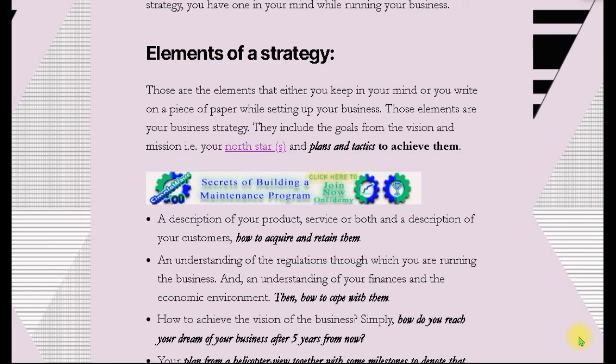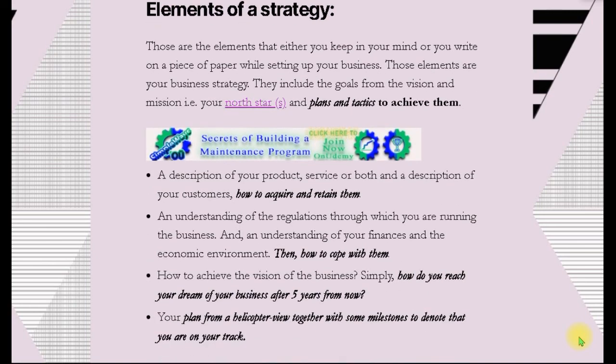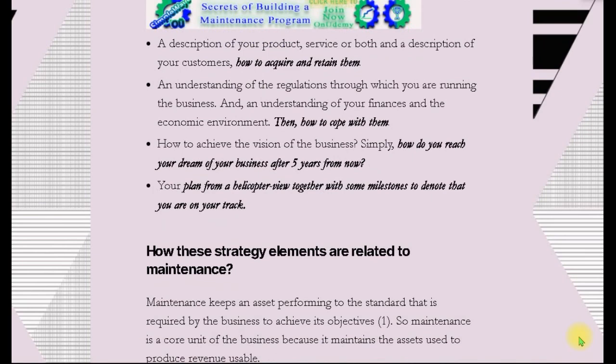Okay. Another thing that you need to understand is the regulations of the business, the financial regulations, the environmental regulations, the economic regulations, whatever regulations you need to understand. And then you put some tactics or some plans and some actions, some steps, how you are going to cope with the strategies of the business regarding the financial and the economics and the environment and so on. Another thing is how you are going to achieve the vision of the business.